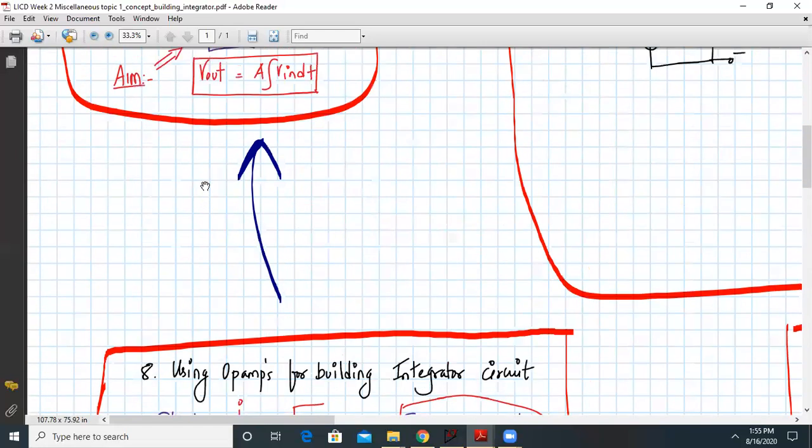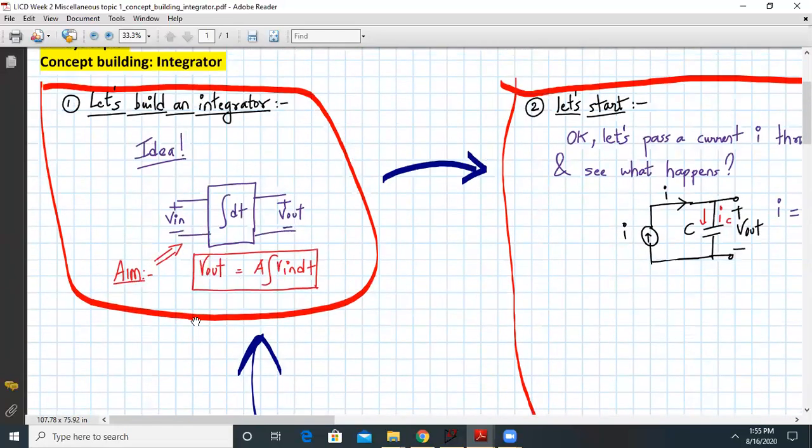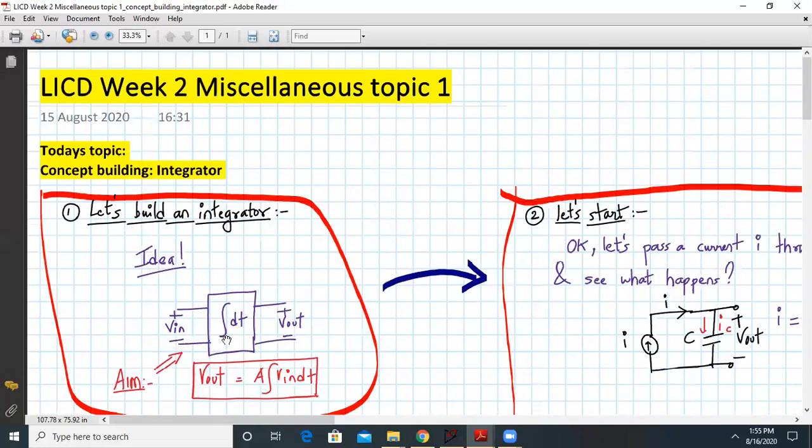So we are back to our basic strategy. We have got a relation which is relating V out to the integral of V in, and that's the purpose of this topic. We have achieved this purpose today, and we have come to the end of our lecture.